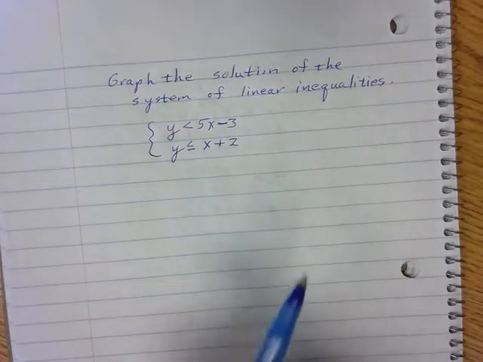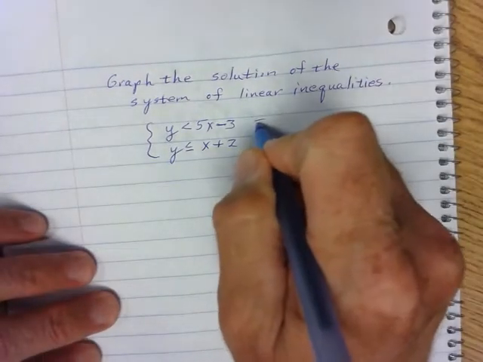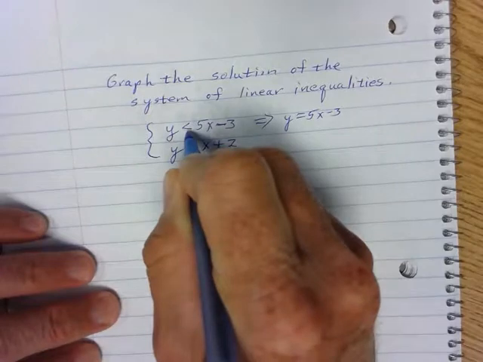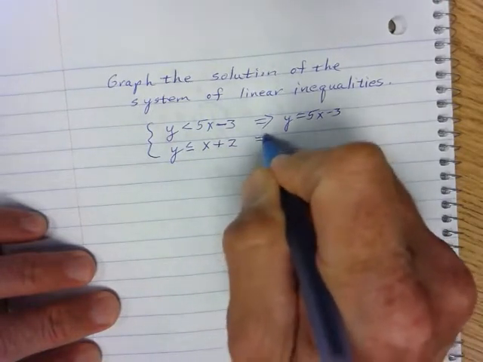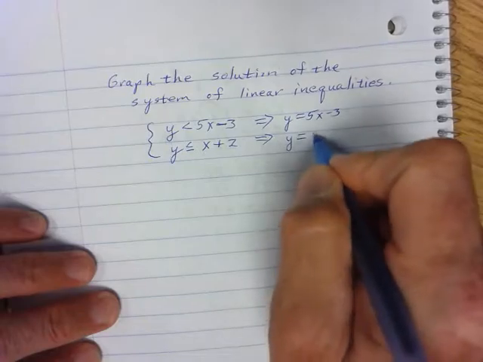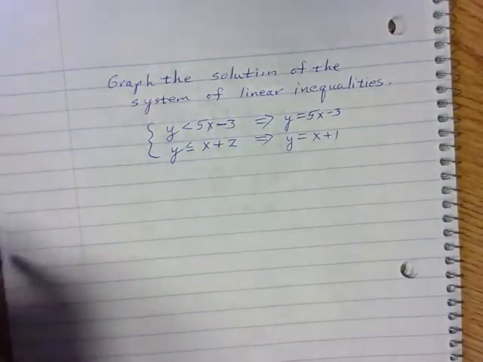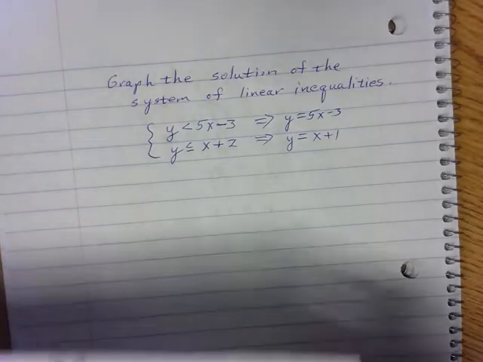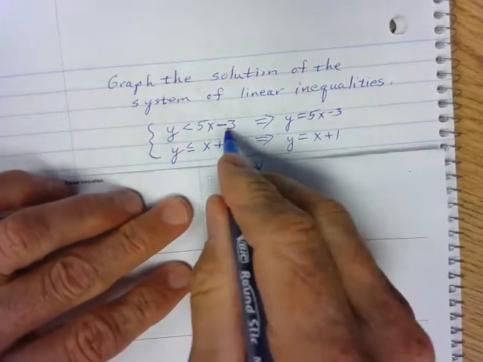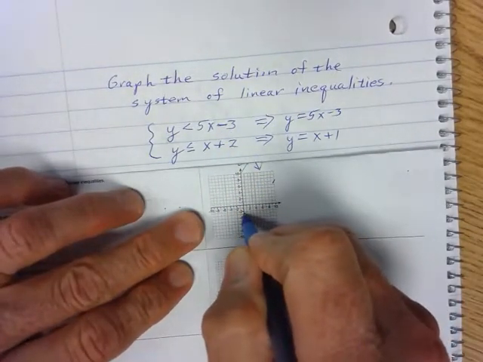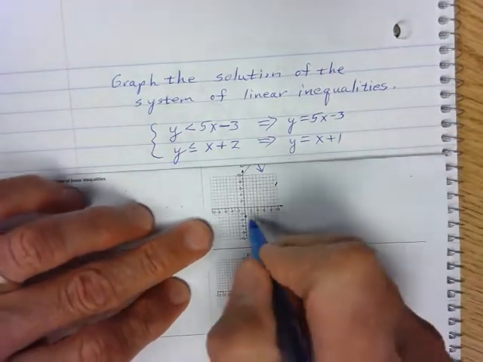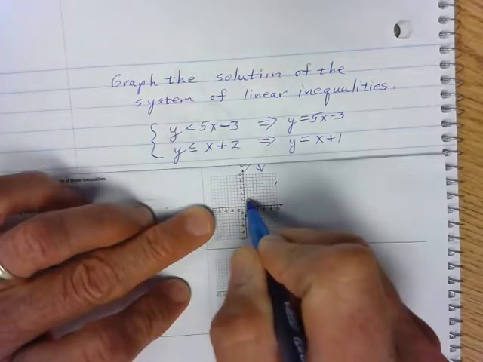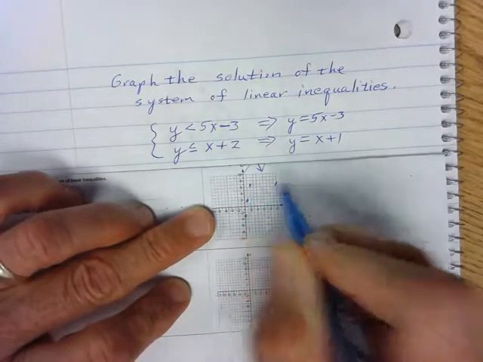Okay, let's try this. If we graph y is equal to 5x minus 3, we need a dashed line here and a solid line here. So I'm going to graph these lines and then make sure I change them, make sure they're dashed and solid as appropriate. So 5x minus 3, that's a negative 3 on the y-axis, and 5 up, 1 over. So that would be this line.